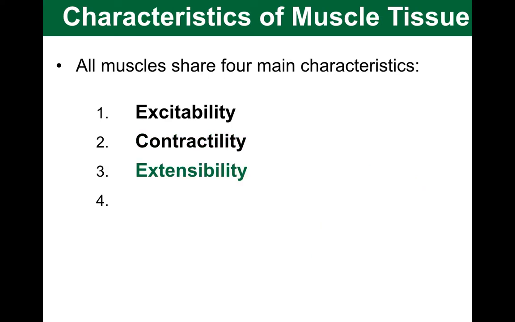As the third one, I want to mention that muscles can be stretched. And finally, elasticity refers to the fact that muscles are able to recoil, and in this manner, they can resist lengthening. So that is our list of four main characteristics of muscles, shared by all muscles.